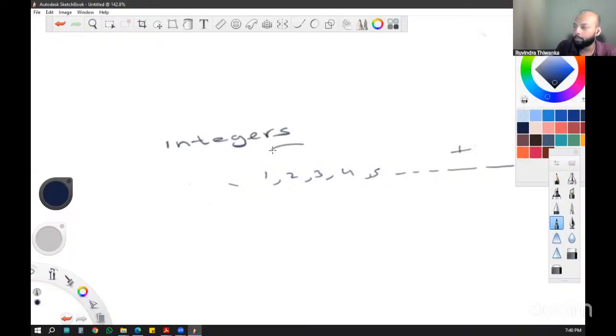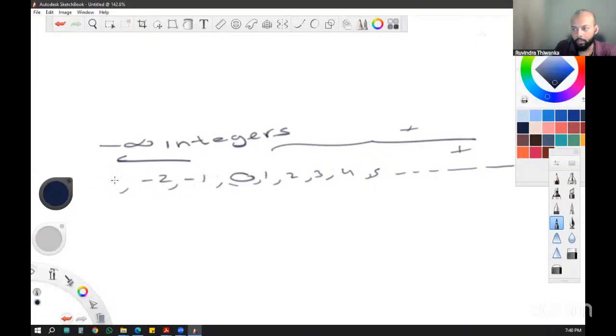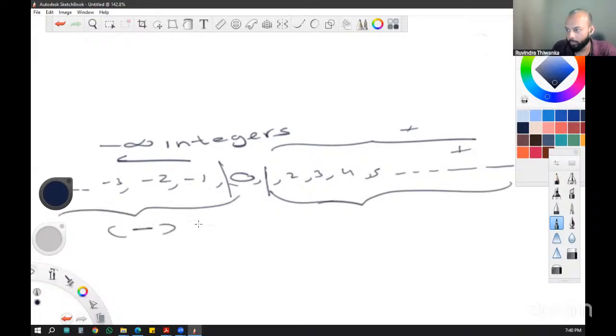Positive infinity. This side is positive. And also there's 0. And you can go to negative infinity, that is -1, -2, -3, and so on. So in these, you can consider 0 and positive numbers as well as negative numbers. Those are called integers. And we show it with a specific symbol.